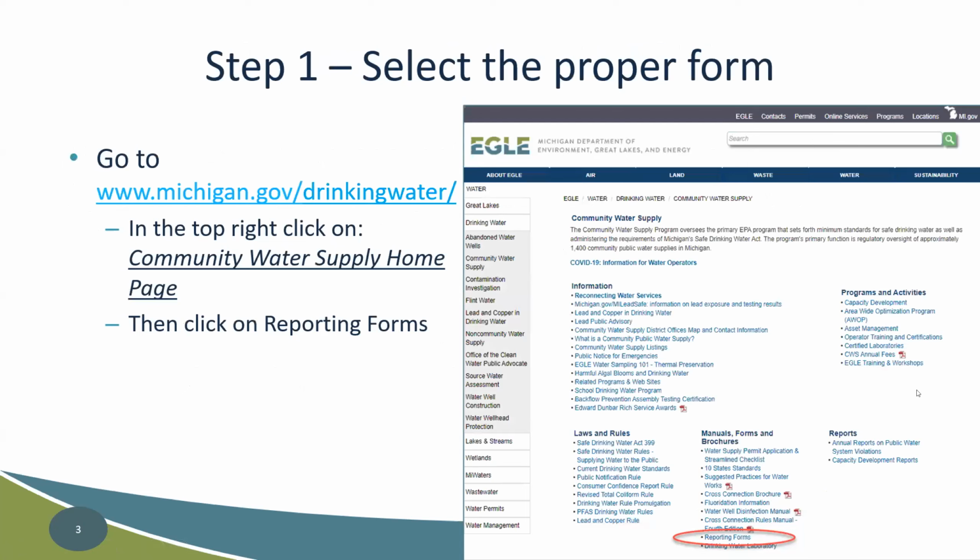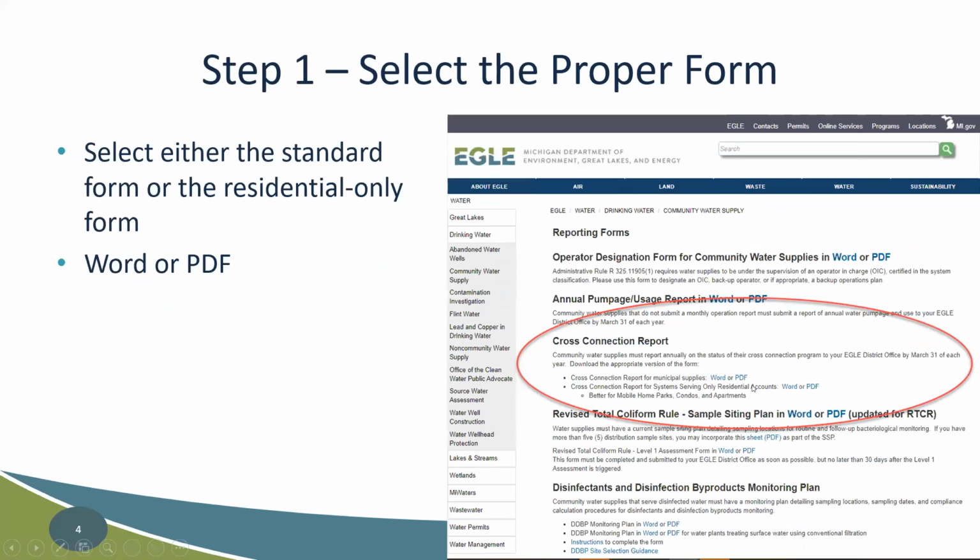So just the very first thing is, where do you find these? We do have templates of the forms available. This is part of our previously mentioned community water supply website. It might have gotten a little bit of a facelift since the screenshot was taken, but we do have a link that will say reporting forms. Within that, there will be a subheader that says cross-connection reports.